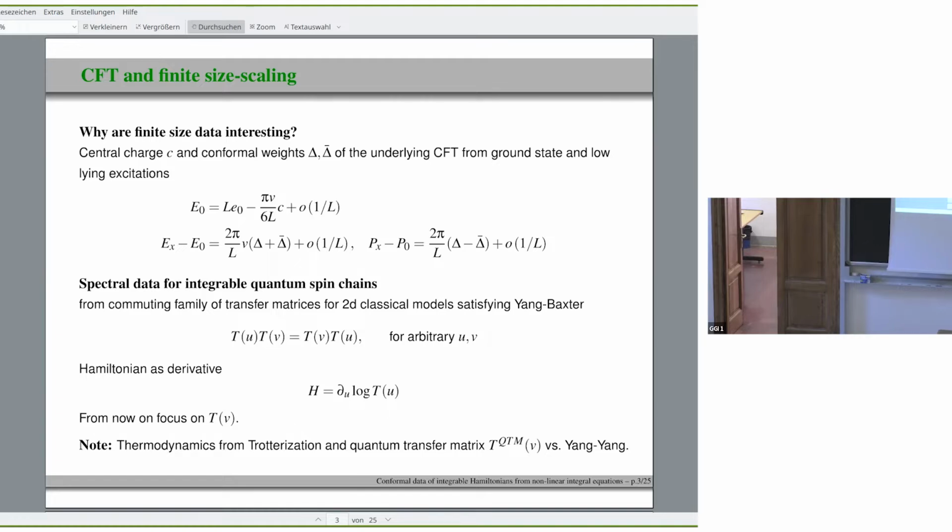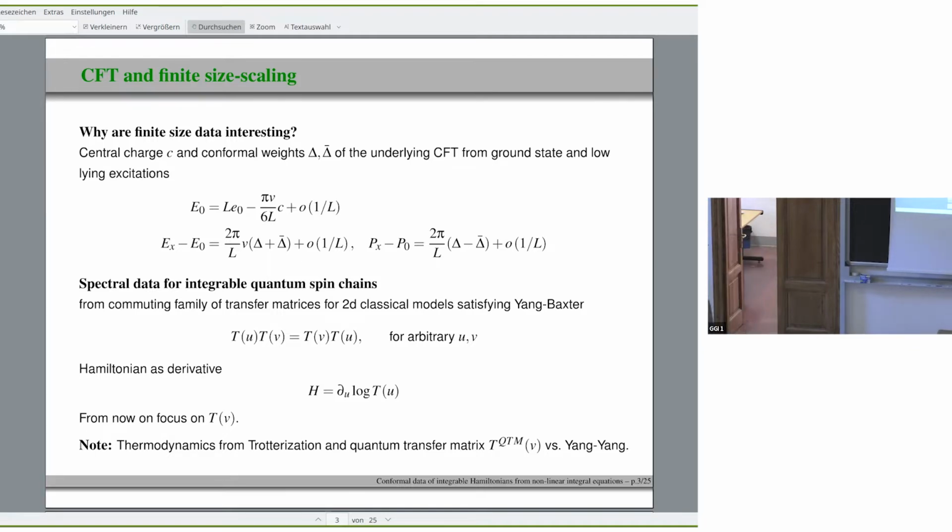The central charge appears as a coefficient in pi times the velocity of the elementary excitation divided by 6 times the system size. So when calculating the ground state energy and then plotting or fitting in this way, we get the central charge. From the excited states, which come with gaps in units of velocity divided by L, we get the conformal dimensions. The sum of delta and delta bar appears in the energy, and the difference appears in the momentum.